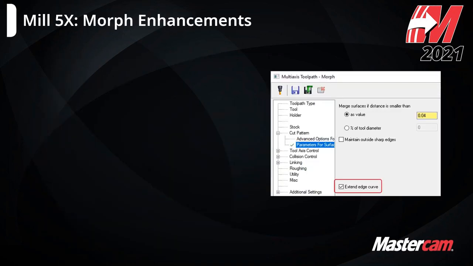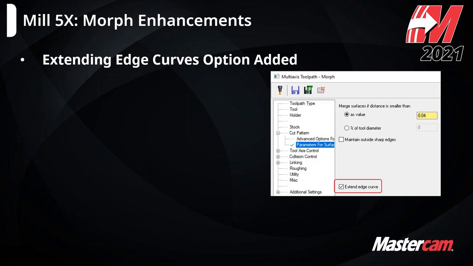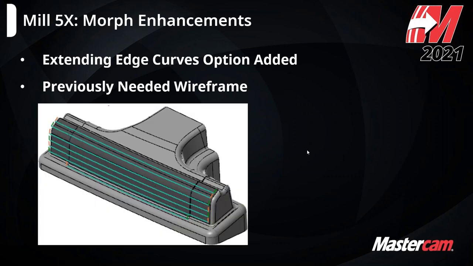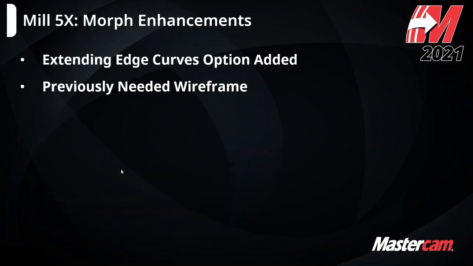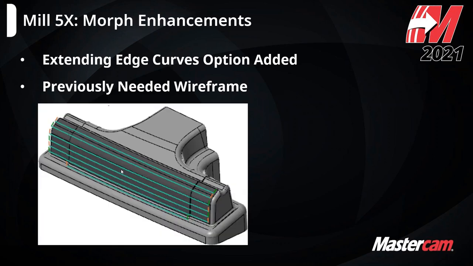There's also been a lot of enhancements to morph. So prior you needed wireframe to determine where you wanted to morph to and from. For people that aren't familiar with morph, think of morph as like a blend toolpath, but in the five axis world. So there's now this option to extend edge curves under the advanced settings under the cut pattern. And like I was saying, you previously needed wireframe to achieve a toolpath like the picture I have on the screen now, where now you can just pick off the edges of the solid and get the same result.